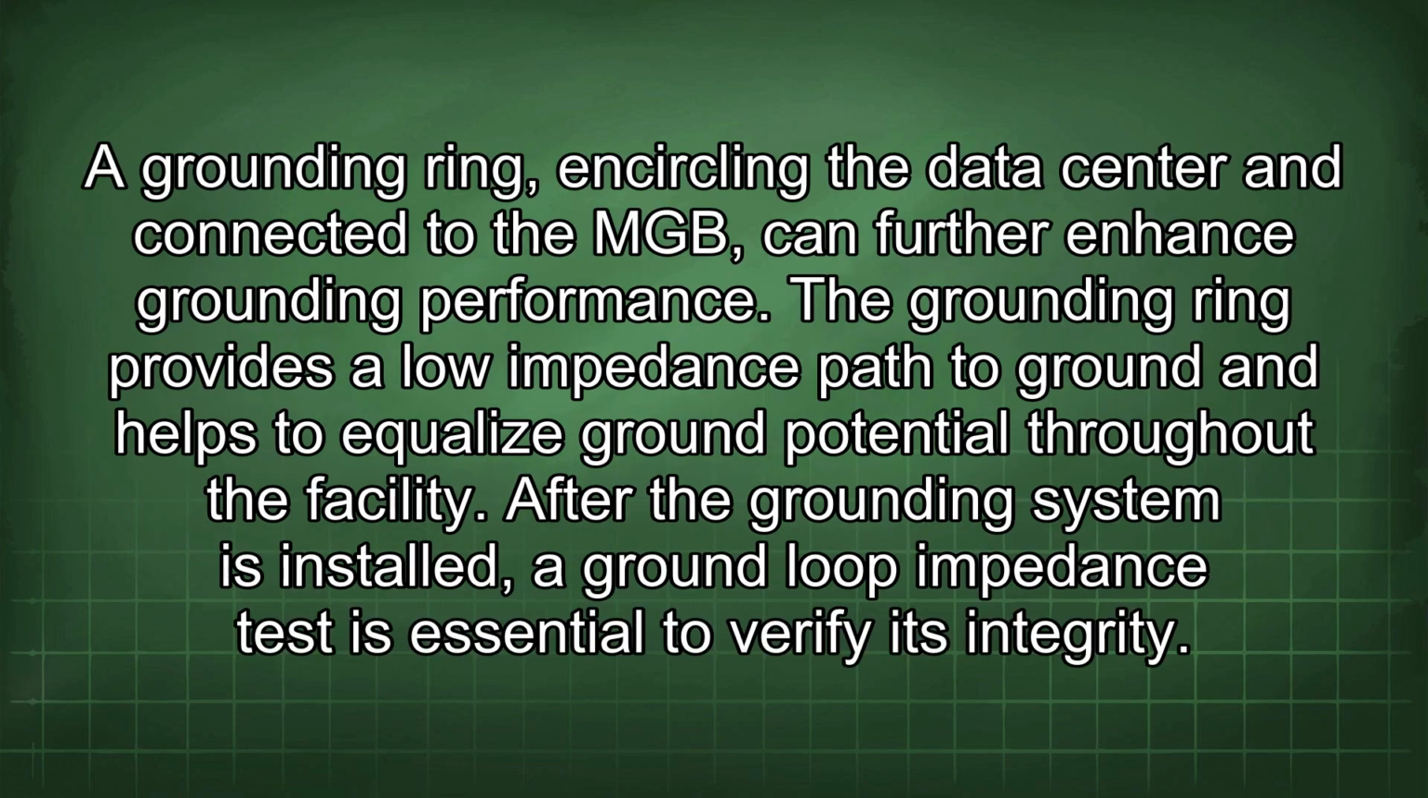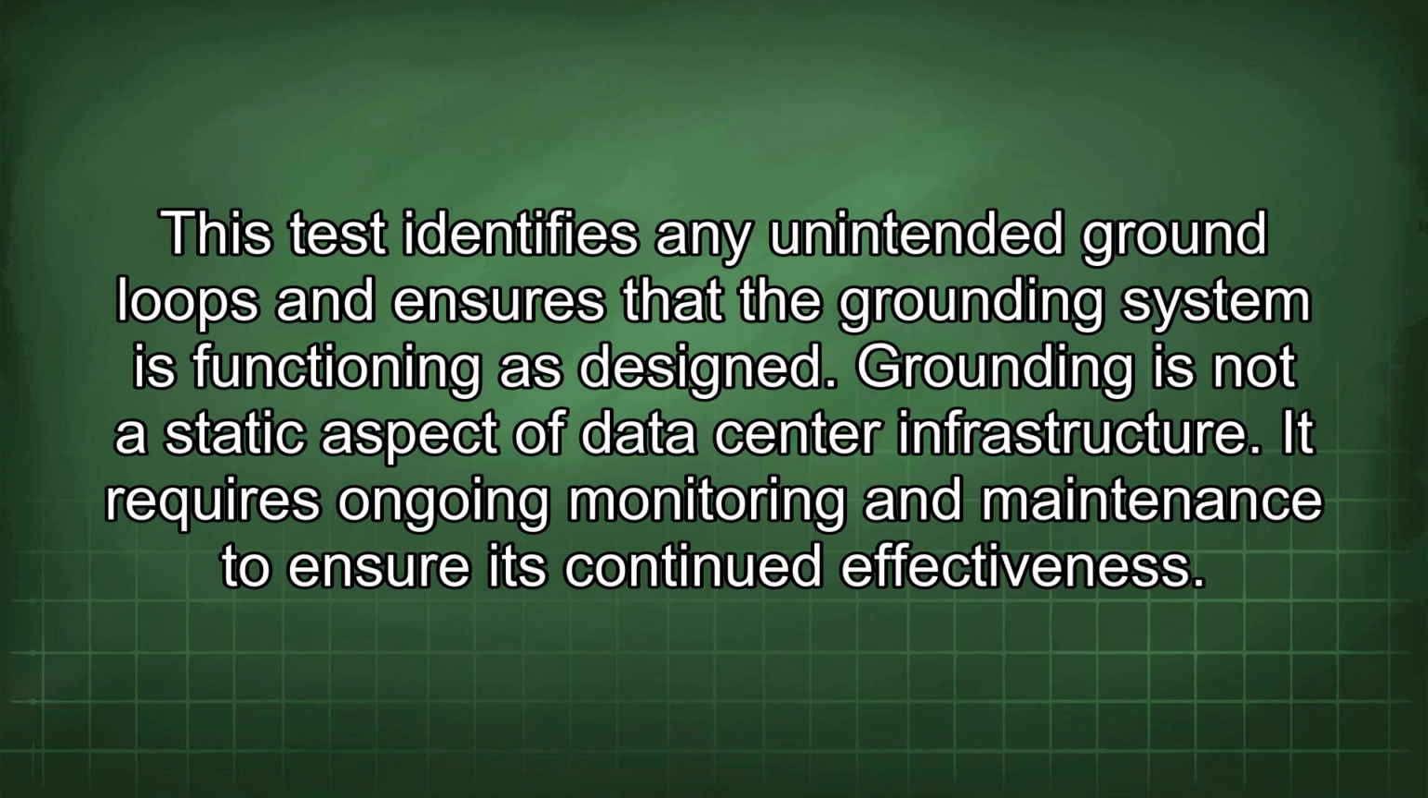A grounding ring encircling the data center and connected to the MGB could further enhance grounding performance. The grounding ring provides a low impedance path to ground and helps to equalize ground potential throughout the facility. After the grounding system is installed, a ground loop impedance test is essential to verify its integrity. This test identifies any unintended ground loops and ensures that the grounding system is functioning as designed.